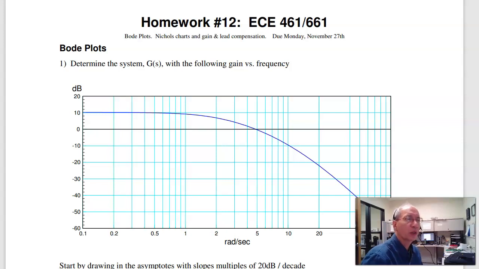Here are solutions to homework set number 12 for ECE 461-6061 control systems. This homework set looks at Bode plots, Nichols charts, gain and lead compensation. Now the first problem is the Jeopardy question.